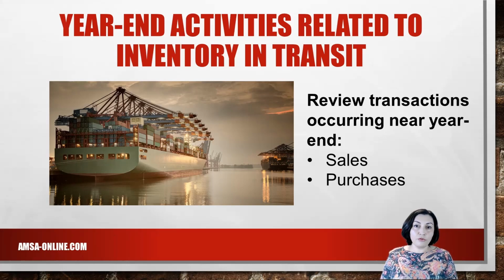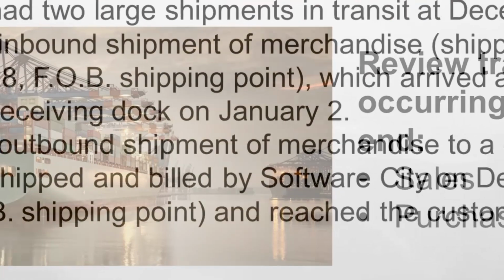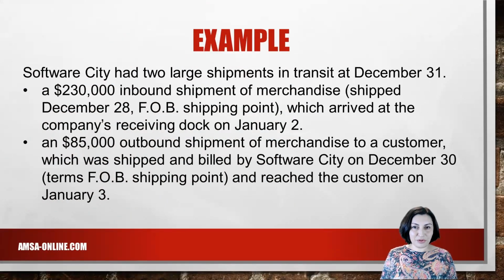receiving log for the first month of the following year and corresponding invoices to determine the terms of shipments. If terms are F.O.B. shipping point and goods were shipped in the prior year, inventory should be recorded in the same year. The journal entry will be a debit to inventory and a credit to accounts payable or other payable. Let's look at an example.